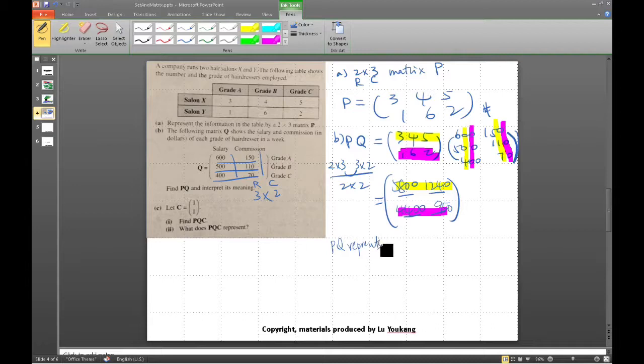And the second term, 1240, is the commission for salon X. And therefore, as you can see what I'm writing, the result of PQ actually represents the total salary and commission collected in each salon. The first row is salon X. The second row is salon Y.